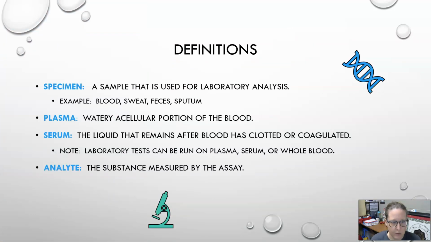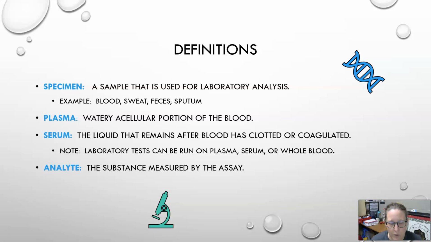Some definitions. A specimen is a sample that is used for laboratory analysis. It can be blood, sweat, feces, sputum, really any body fluids. Plasma is the watery acellular portion of the blood. It is usually obtained if the specimen tube has anticoagulant in it, and then it has also been spun down in a centrifuge to where all the cells are at the bottom and the plasma is at the top, and then you can run tests on plasma.